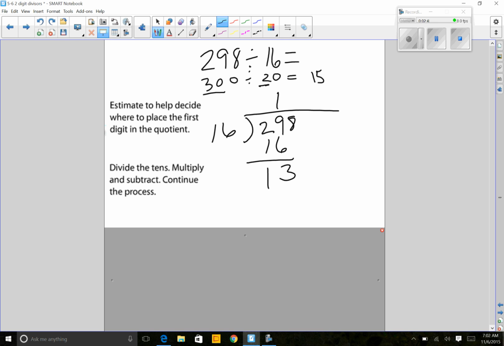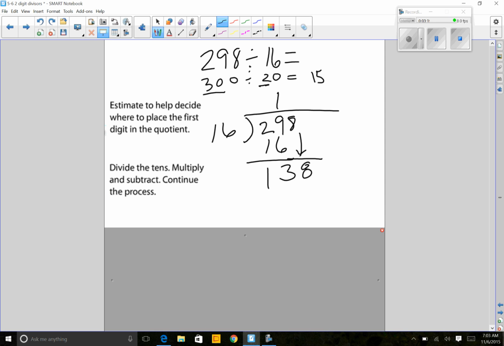And now we're going to check, right? So we divided, then we multiplied, then we subtracted, and now we're going to check. 13 is lower than 16. We're okay. So now we're going to bring down the 8, because I need to have a number over each number in the dividend. And 138. So this is where it gets a little bit trickier, right? We have to think to ourselves, how many 16s do you think there are in 138?